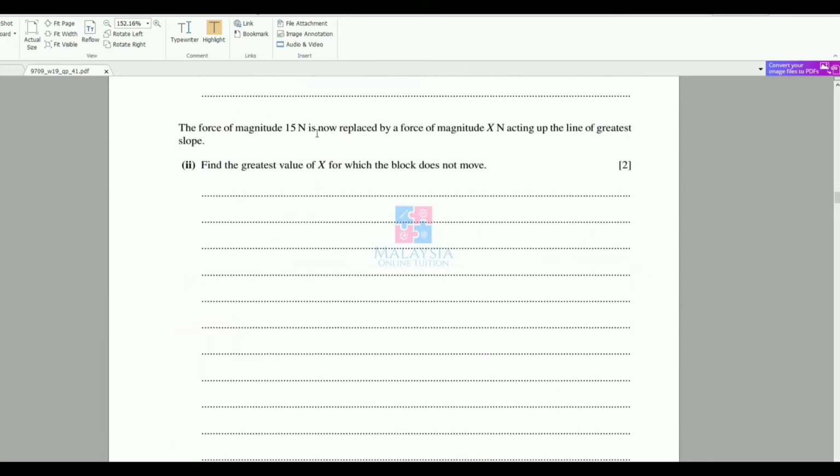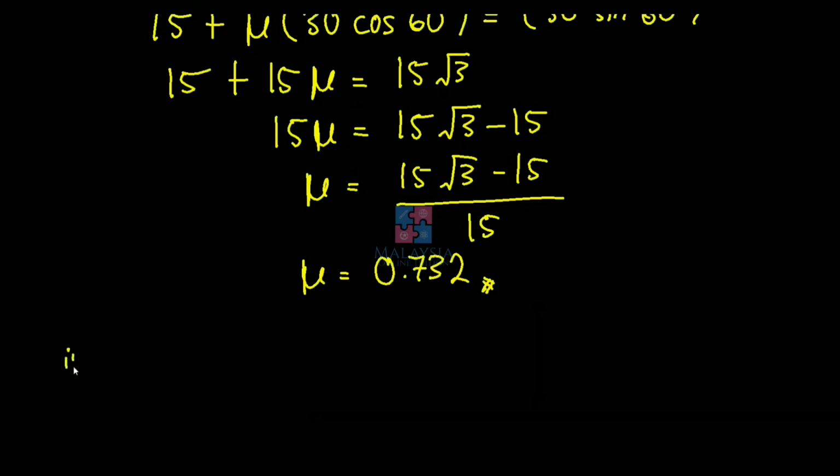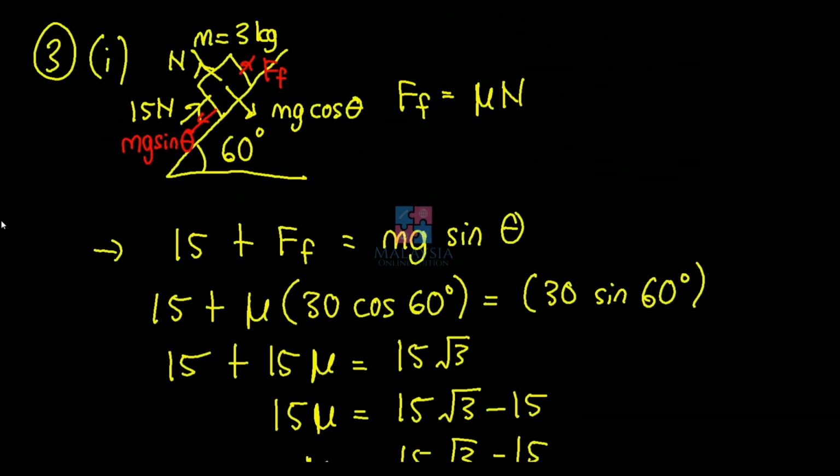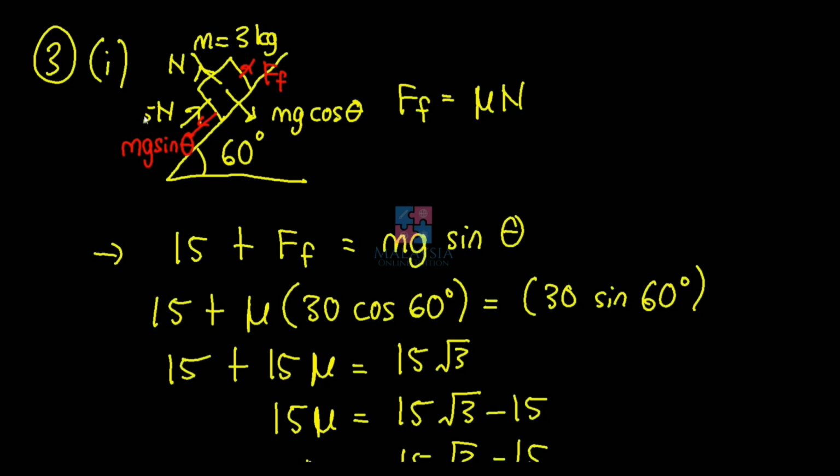The force of magnitude 15 Newton is now replaced by a force of magnitude x Newton acting up the line of greater slope. For part 2, find the greatest value of x for which the block does not move. So now for the second part of this question, since we have solved part 1, we can now replace our 15 with x. When they mention the greatest value of x, you can see that the frictional force is helping the x. So if you want the greatest value of x, you need to make the frictional force act downwards, meaning against the force x.